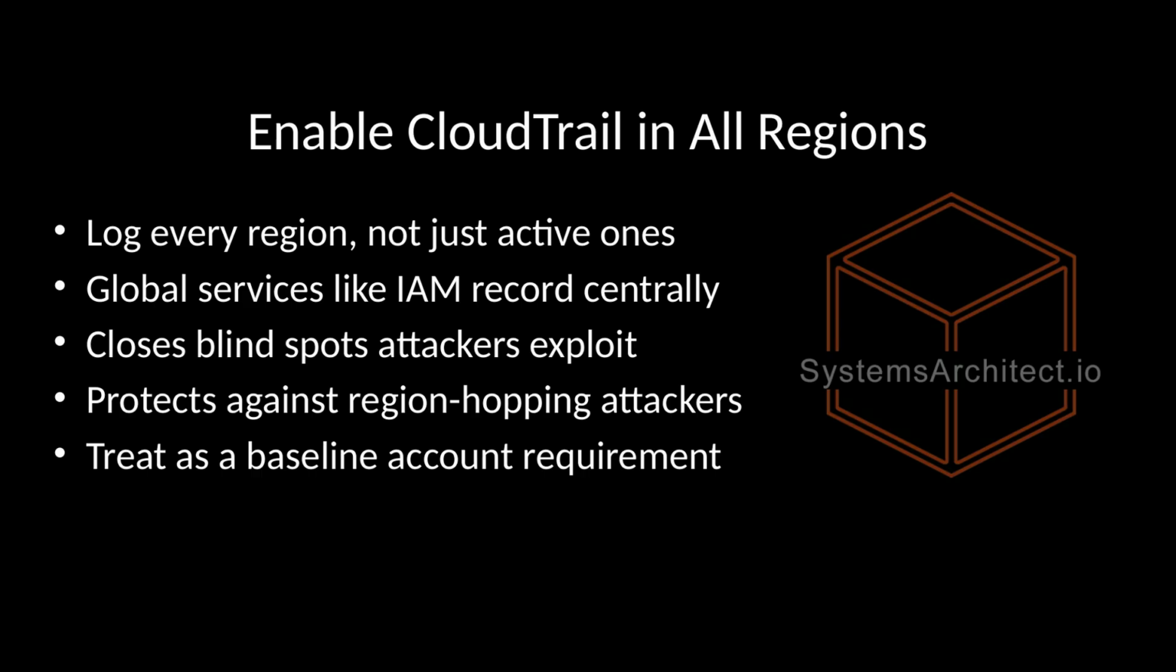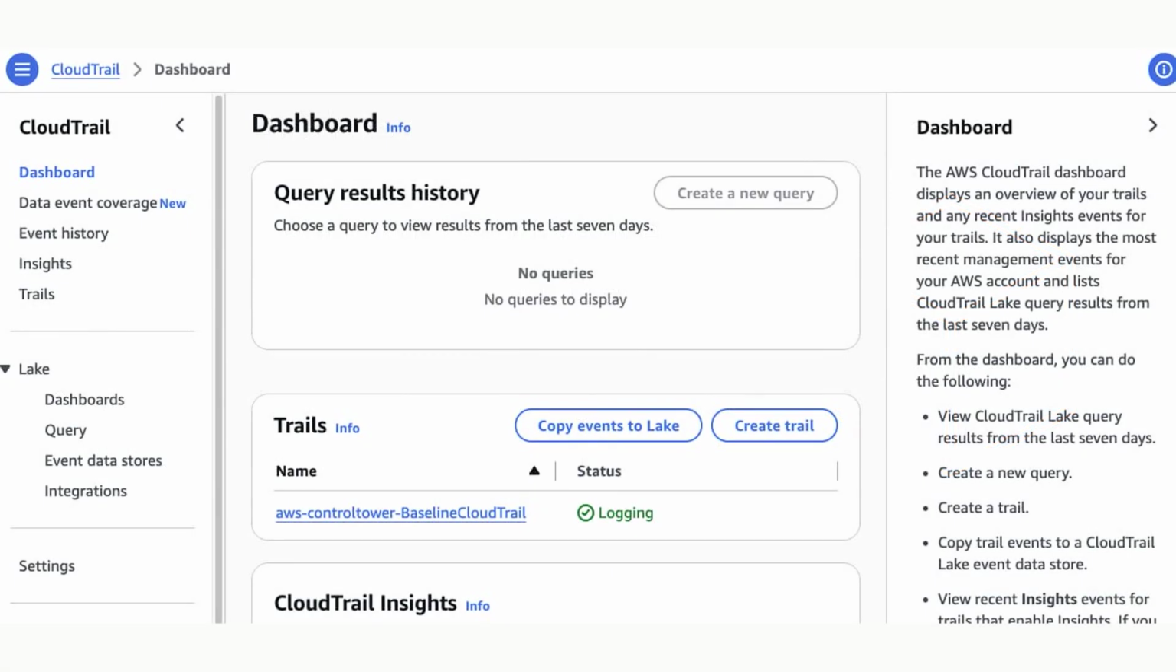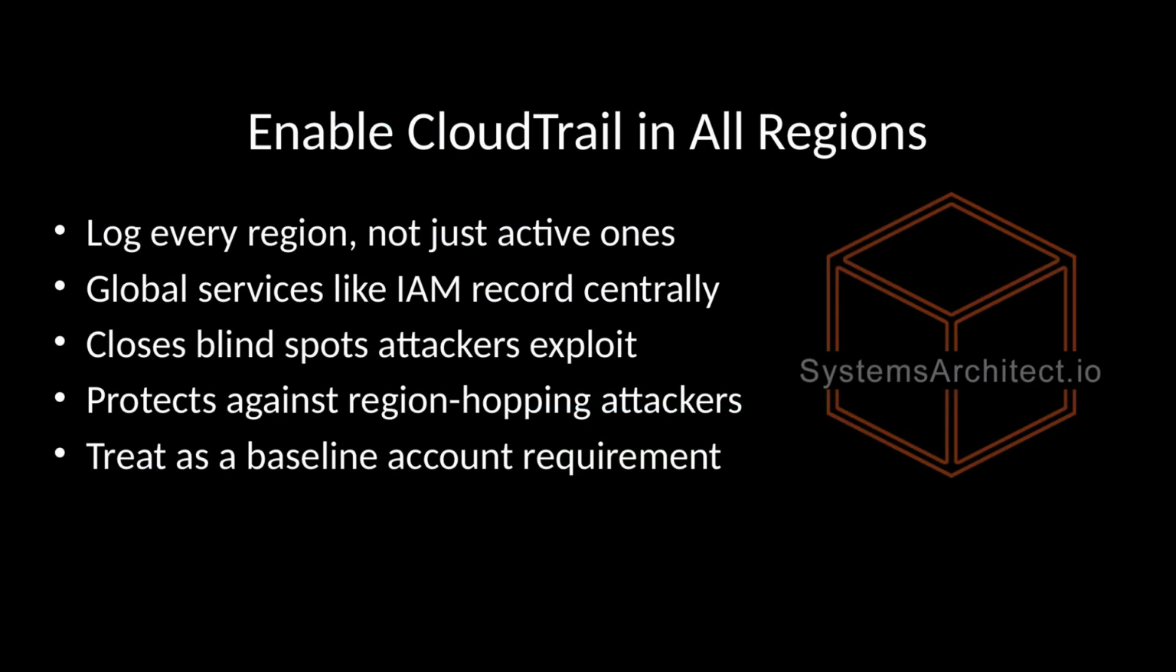1. Enable CloudTrail in all regions. Why log every region? Enabling CloudTrail across every AWS region, not just the ones you actively use, matters because global services like IAM record centrally, but attackers and misconfigurations often show up in regions your team never touches. Enabling it everywhere closes that blind spot, whether the activity comes through the console, CLI, or SDK. Treat all region logging as a baseline account setup requirement, not an optional step for later.